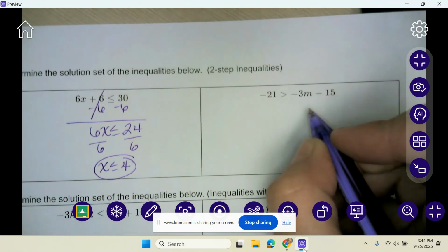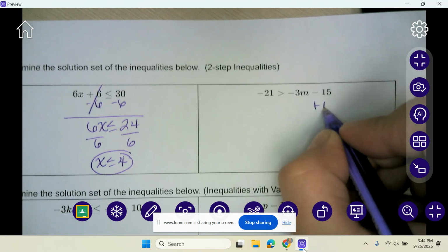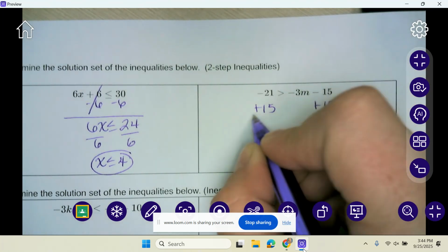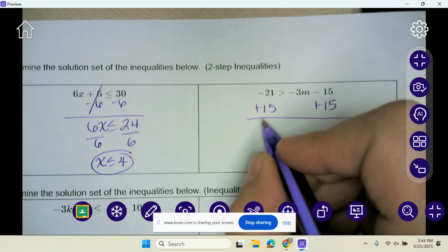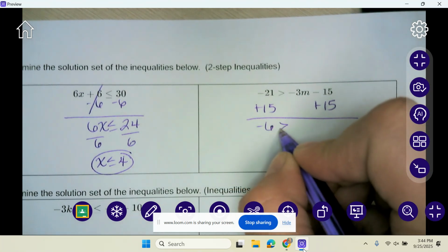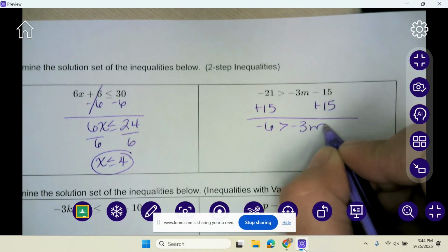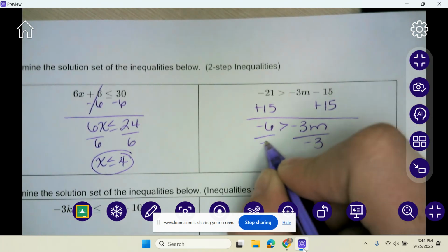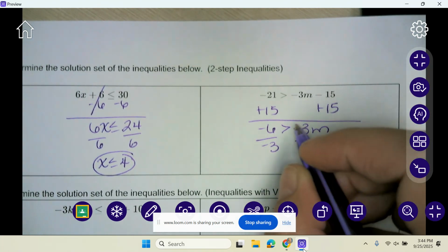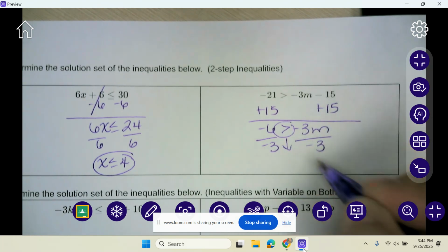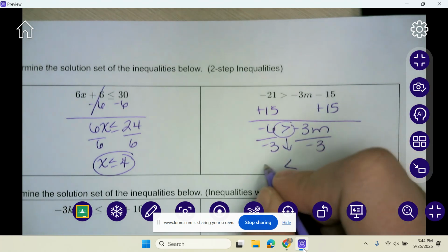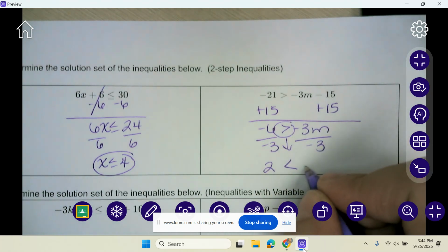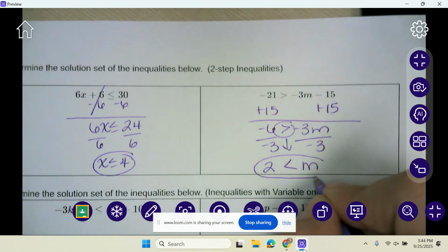All right, so for this one over here, I'm going to add 15 to both sides. And then on this side, I'm going to get negative 6 is greater than negative 3m. Divide both sides by negative 3. Because it is dividing by a negative, I'm going to flip the symbol. That gives me 2 is less than m.